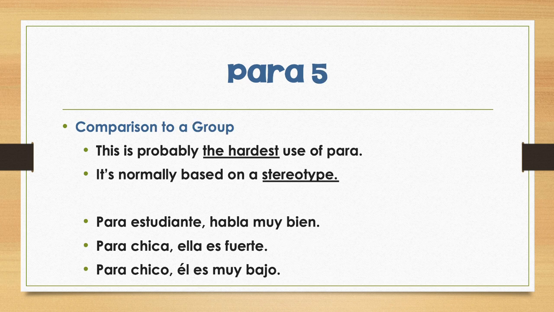Another use of para is to make a comparison to a group, and this is probably the hardest use of para. It's normally based on a stereotype. So it'd be something like, para estudiante habla muy bien. For a student, he or she speaks really well. Or para chica, ella es fuerte. For a girl, she's really strong. Or para chico, él es muy bajo. For a boy, he's really short.